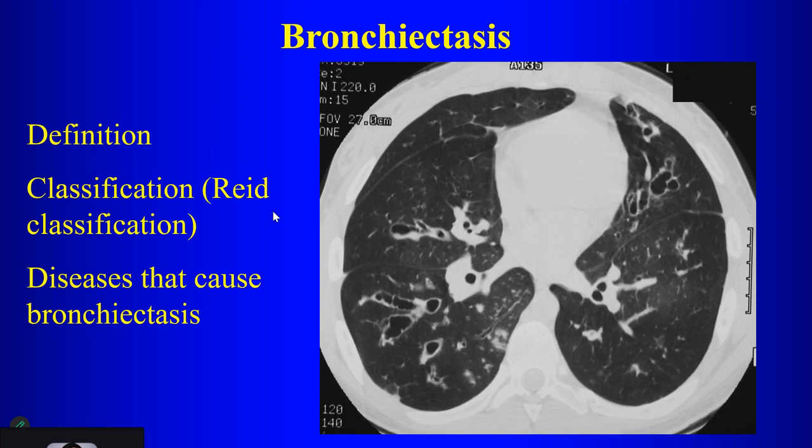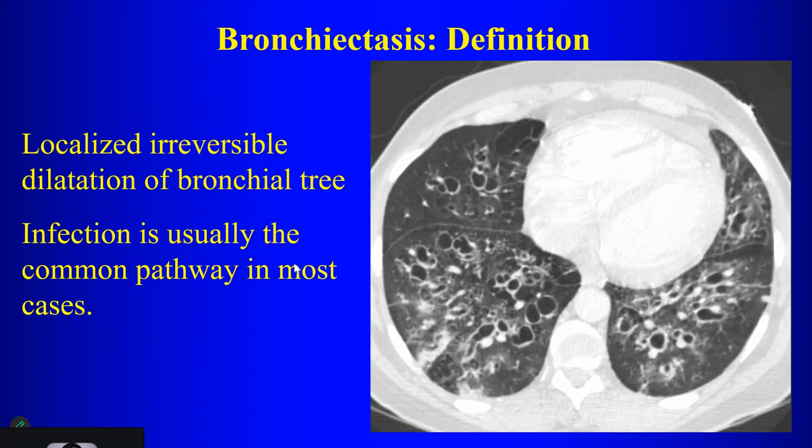All right, so today we'll start our discussion of airways, and we'll start by talking a little bit about bronchiectasis. What bronchiectasis represents is abnormal dilatation of the airways. So it's localized irreversible dilatation of the bronchial tree. And in most cases, bronchiectasis is caused by infection.